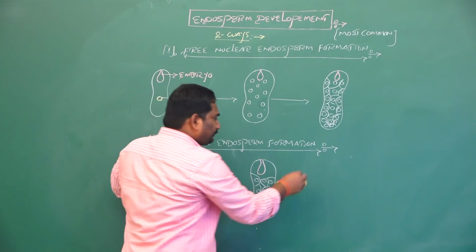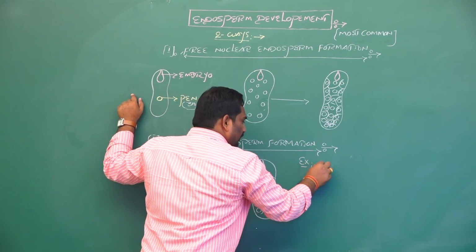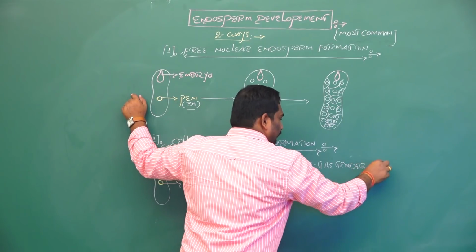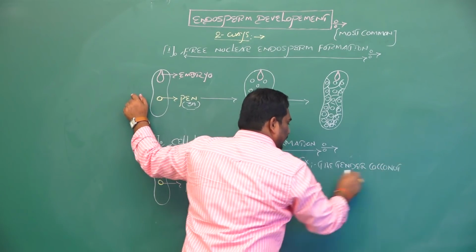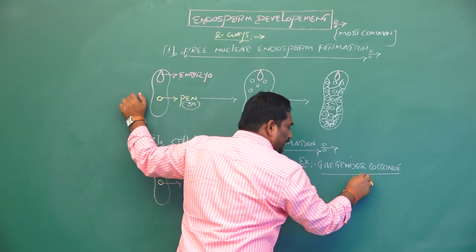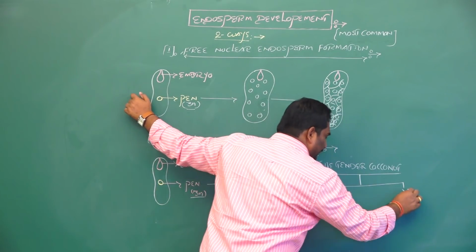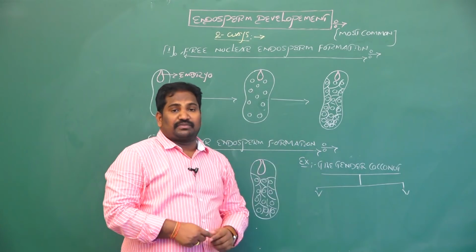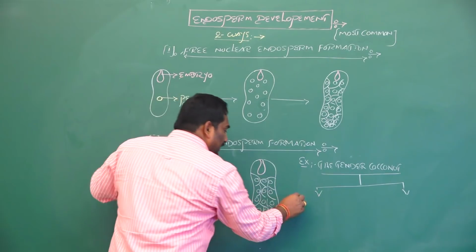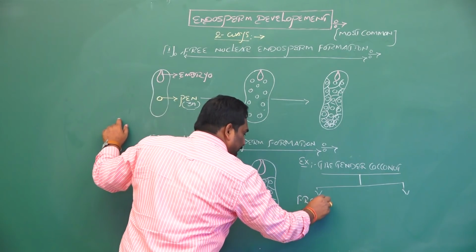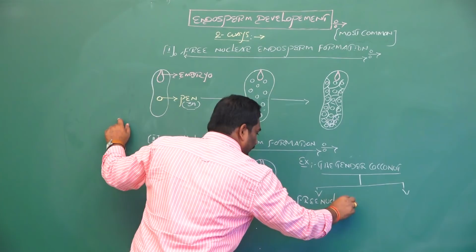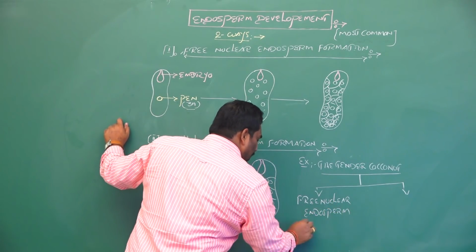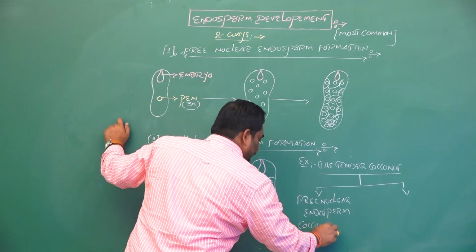For example, the tender coconut has two different types of endosperm. The coconut has how many endosperms? Two different types. The free nuclear endosperm is the coconut water.